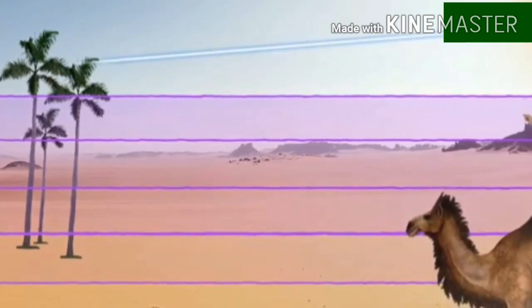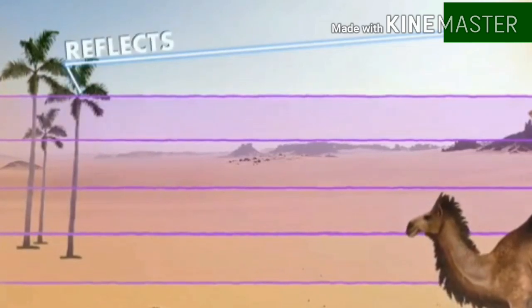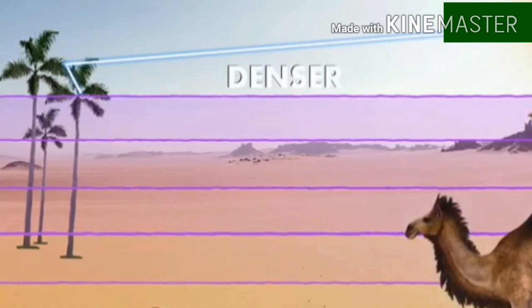The layer at the bottom is warmer, but as you go up it gradually keeps becoming cooler and cooler. Now the light from the sun hits the object. The tree there is the object. After hitting the object, the light will reflect and enter the first layer. Now the first layer is denser.